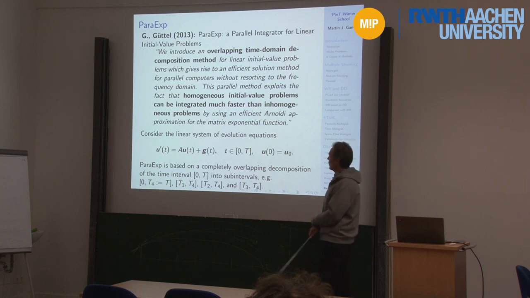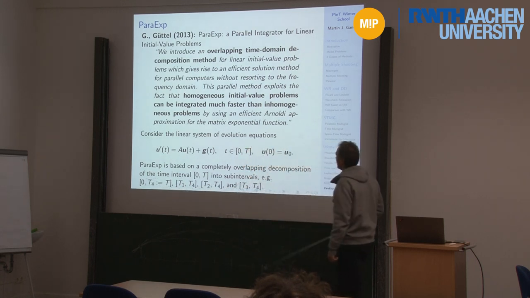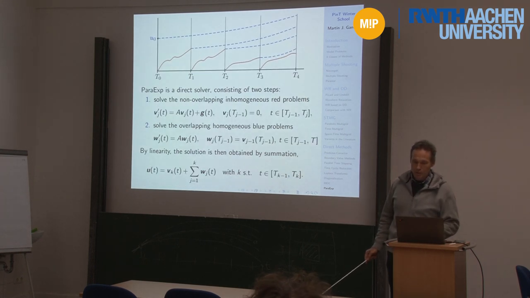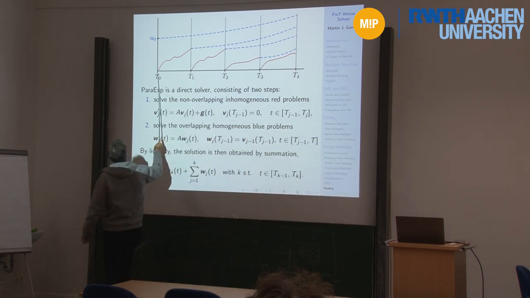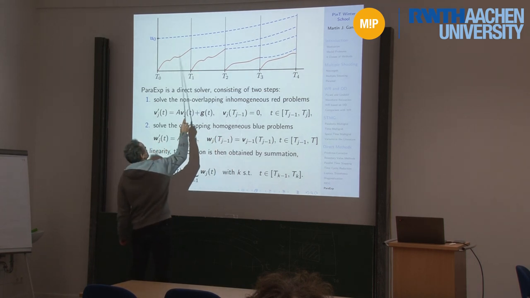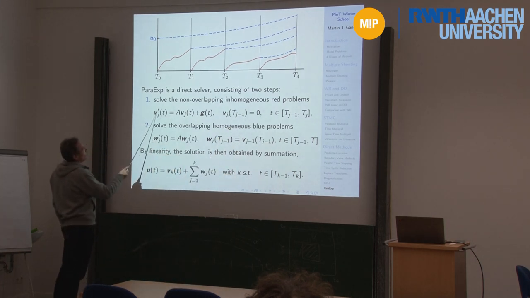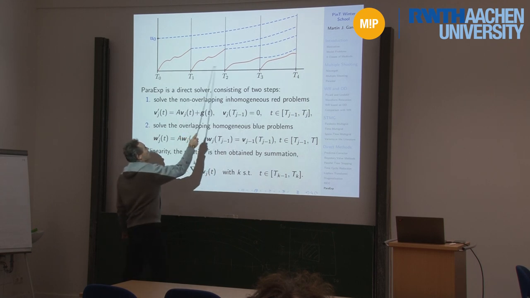So ParaExp, what it does, it's also based on a decomposition, like parareal, into subintervals. And it's a direct method, so it solves this with a direct method. It's a two-step procedure. It solves red problems followed by blue problems. So what are the red problems? The red problems, they all start at a zero initial value. And they solve on the interval the entire problem. So these are the V problems. I call them V. On each interval, I have the original problem. But I start with the wrong initial guess, zero. So these I can all do in parallel.